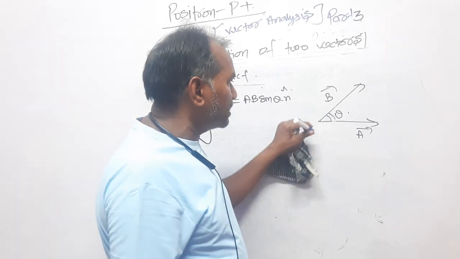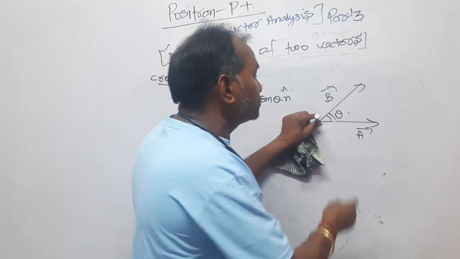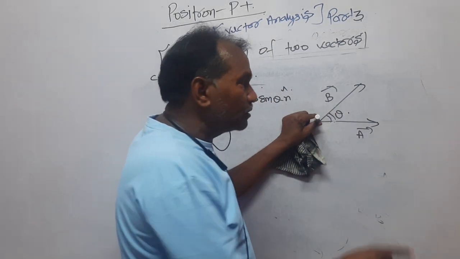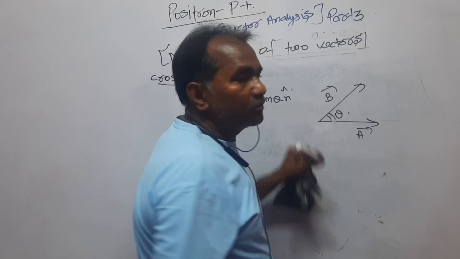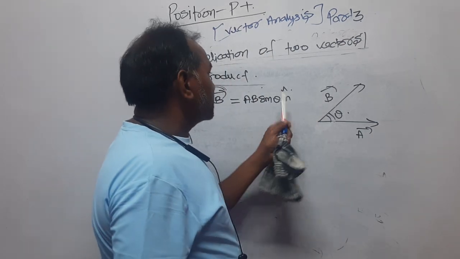Again I am repeating: the direction of A cross B is perpendicular to the plane formed by vector A and vector B. Also it is perpendicular to vector A and perpendicular to vector B. Now dear student, A cross B is equal to AB sin theta n cap.